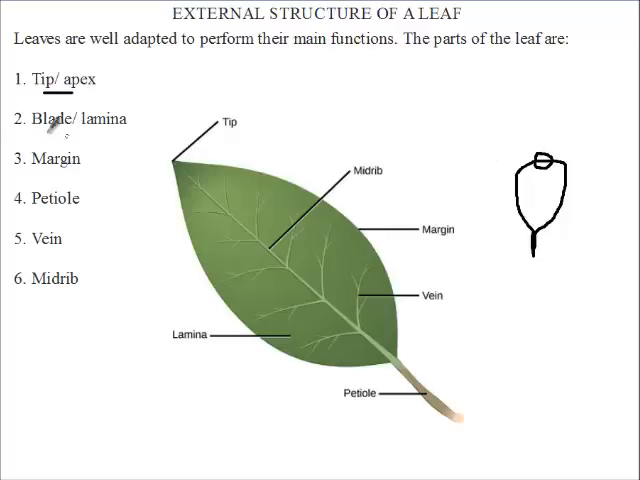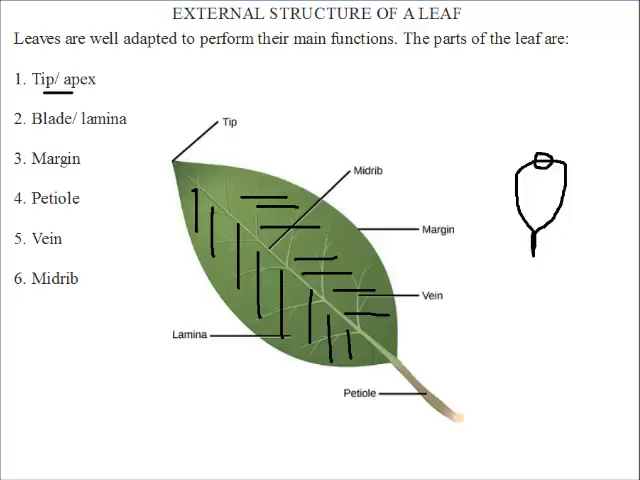The second one is the blade or the lamina. It is the broad surface of the leaf. That is what we call the leaf blade or the lamina. So all these parts are the leaf blade or the lamina.